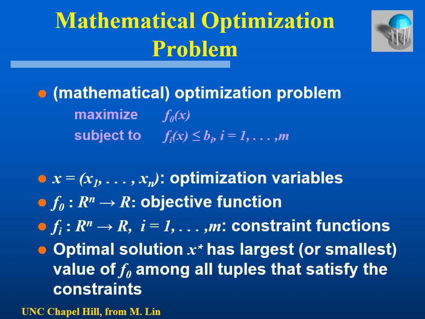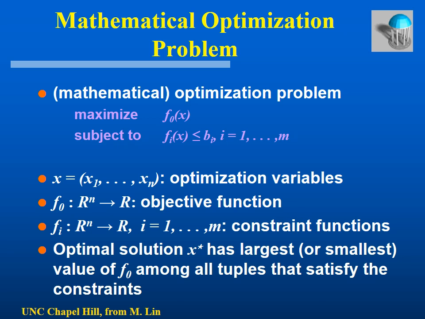We now treat algorithms from mathematical optimization. This is a very common problem, as we will see with many examples to come. The basic notion is that you have a set of variables, x1, x2, up to x sub n, n of them, which together form what I will call a tuple x, an n-tuple.